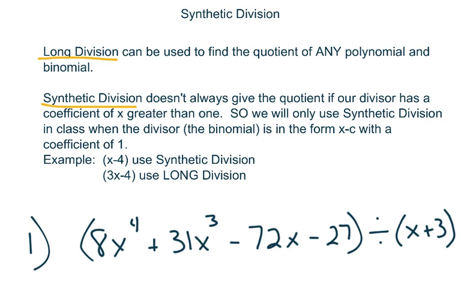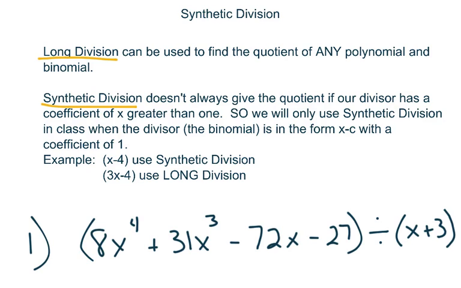Synthetic division is our shortcut, but it doesn't always give the quotient. If our divisor has a coefficient of x that is greater than 1, it's not going to work. We can still get the remainder, but we will not be able to necessarily get the correct quotient.